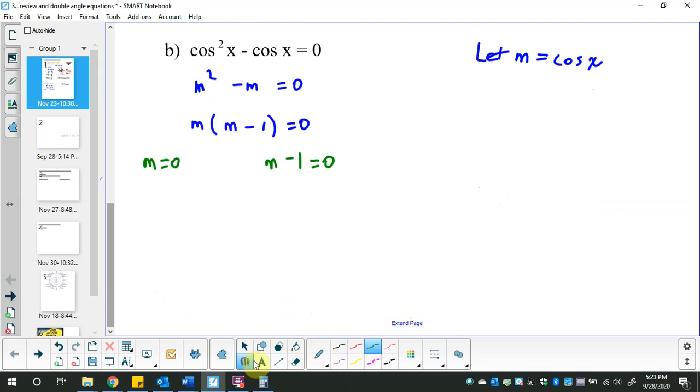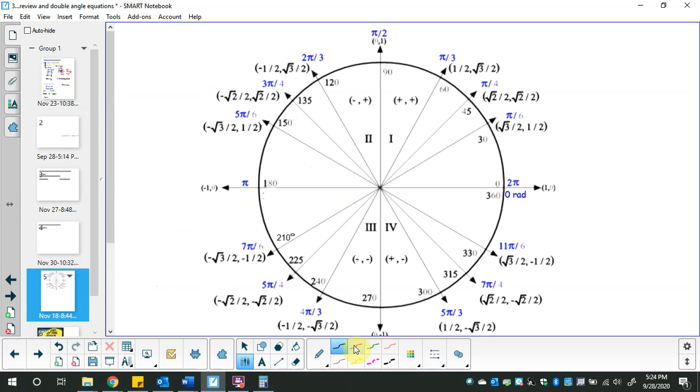M was cos x, so I'm looking at cos x is equal to 0, and cos x is equal to 1. And both of these are on the unit circle. So I'm going to find all the values on the unit circle, and these will be pretty radian answers. All the values on the unit circle where cos x is equal to 0. So that's the first coordinate is equal to 0. So there's one.